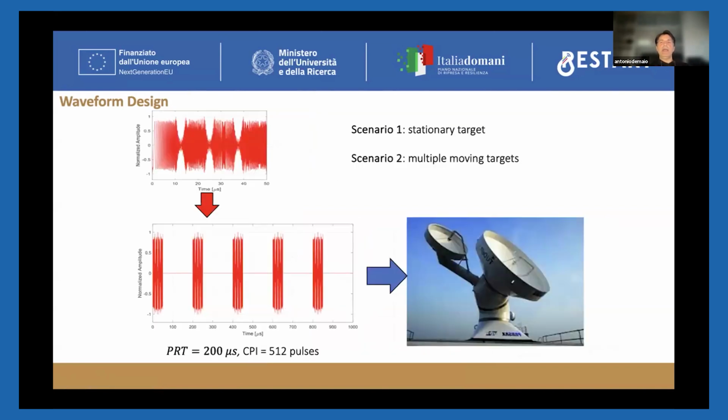And this waveform has been loaded in the radar, and we are now ready to see the performance of the waveform when it experiences all the transmit and receive chain of the true radar system. We transmitted 512 pulses with a pulse repetition time of 200 microseconds, and we focused on 2 different scenarios. One, which accounted for a stationary target, and another one where there are multiple moving targets.